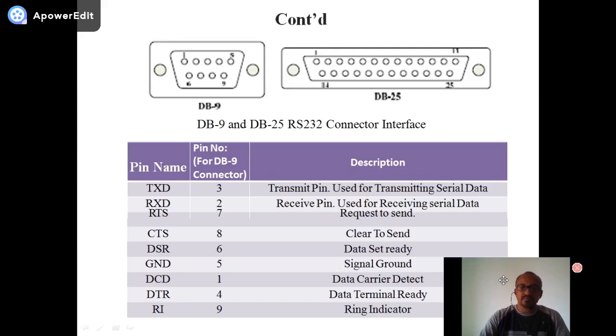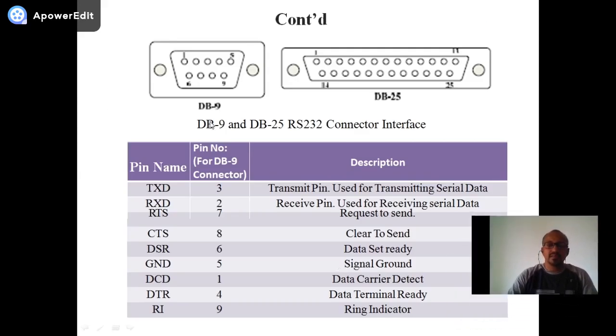As you can see here, the DB9 pin description is given, where pin 1 is the data carrier detector, pin 2 is the receiver pin, and pin 3 is the transmission pin. There are the handshaking signals, and at the same time ground and VCC are all listed here. And as you can see, the orientation of all these pins in the connector.